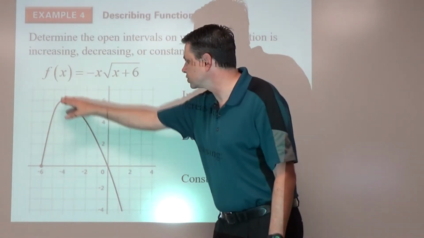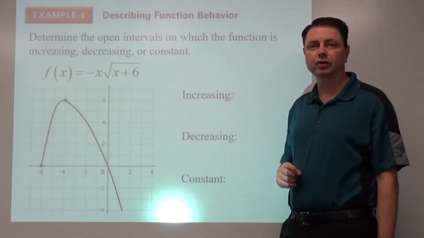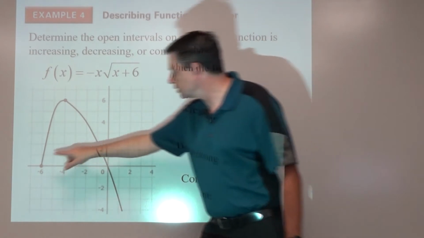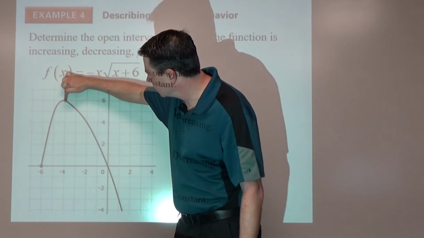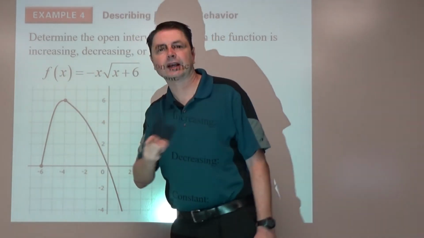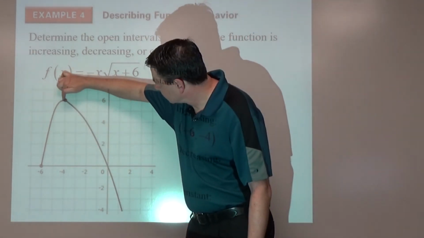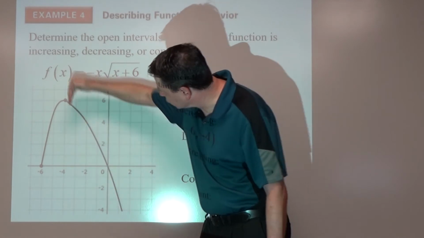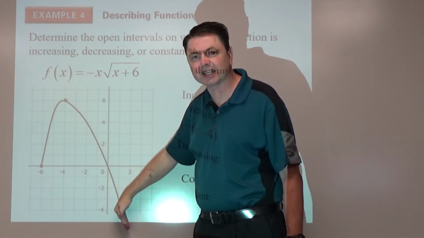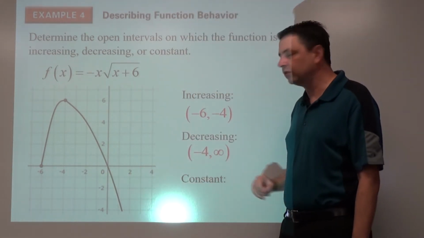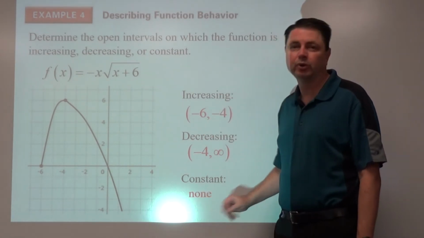So we're looking at a function f of x, a pretty complicated function, but we can see its graph. Where is it increasing? Where is it going up? It's increasing here from -6 to -4, x coordinates only. Where is it decreasing? It goes down, down, down, starting at -4, and notice that there's no point there, so it's indicating it's going to keep going. So from -4 to infinity. There's no place where it's constant, so we could put none.